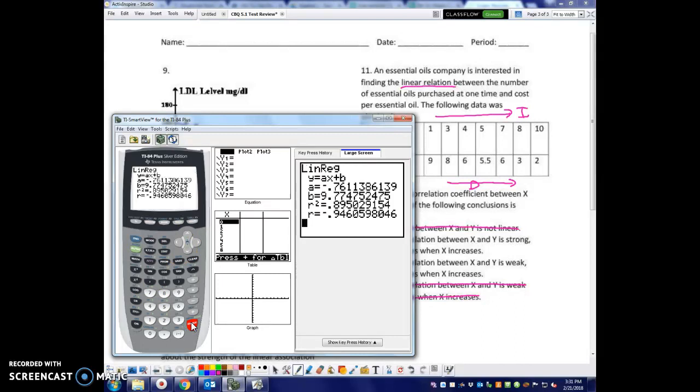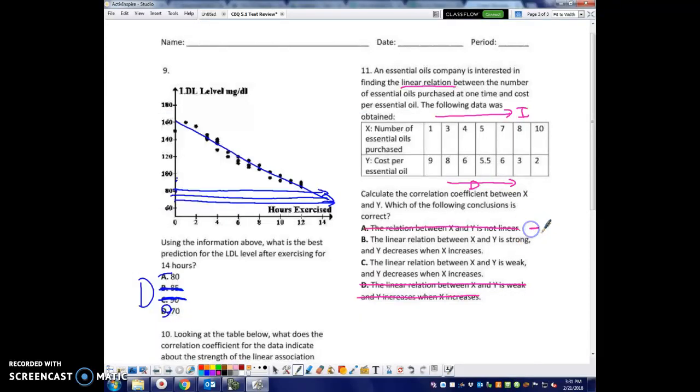So our R is what? R is negative 0.94. So the only difference between these two is it weak or is it strong? It's super strong. It's 0.9. Okay, super strong. So this would be a strong negative, right? Okay, but they didn't ask about positive or negative. It's just a strong. Okay, so this is everything on your test.